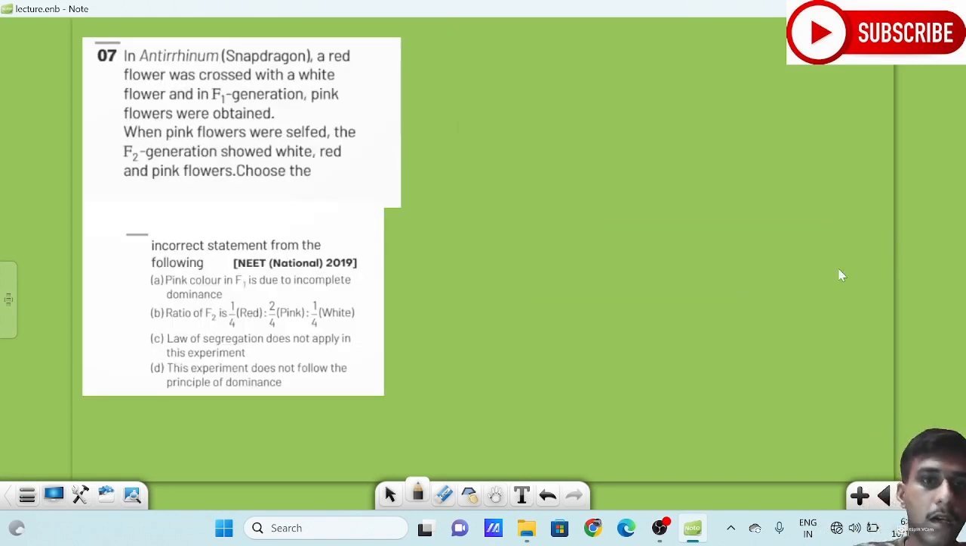Next, in Antirrhinum, a snapdragon, a red flower was crossed with a white flower. In the F1 generation, pink flowers were obtained. Yes, this is an example of incomplete dominance. When we have discussed it, it is an example of incomplete dominance, intragenic gene interaction.